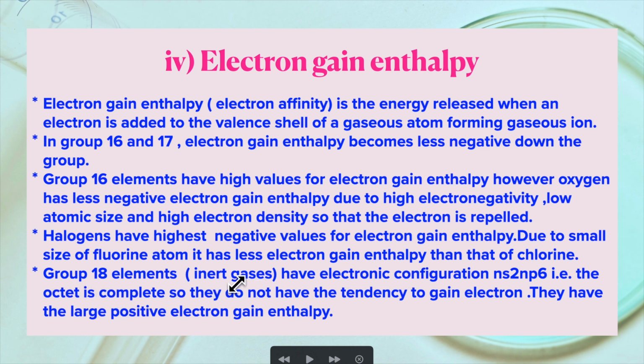Group 18 elements, that is inert gases, cannot take or gain an electron, because their electronic configuration is ns2 np6, that is, all the last shells are filled and the octet is complete, so they do not have the tendency to gain an electron. They have large positive electron gain enthalpy. They cannot accept the electrons, the electron is repelled, and so the inert gases have large positive electron gain enthalpy. This is about the atomic properties of the elements present in groups 16th, 17th and 18th.